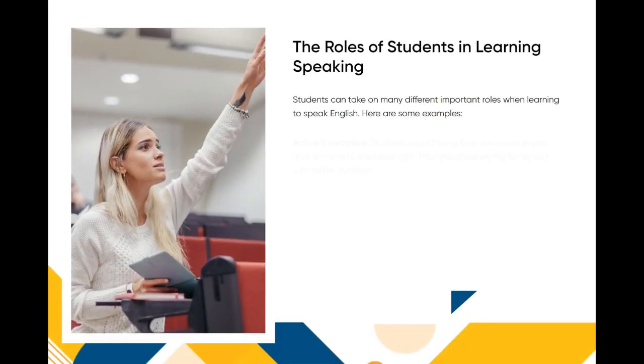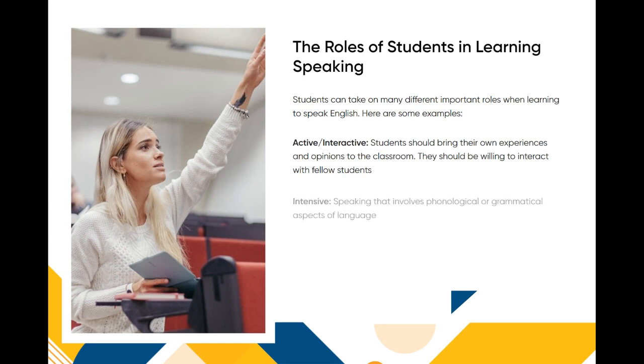The roles of students in learning speaking. Students can take on many different important roles when learning to speak English. Here are some examples. Active or interactive. Students should bring their own experiences and opinions to the classroom. They should be willing to interact with fellow students. Intensive, speaking that involves phonological or grammatical aspects of language. Responsive, this involves students answering teacher or student-initiated questions.